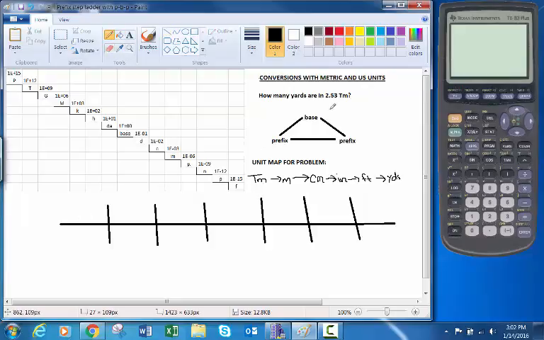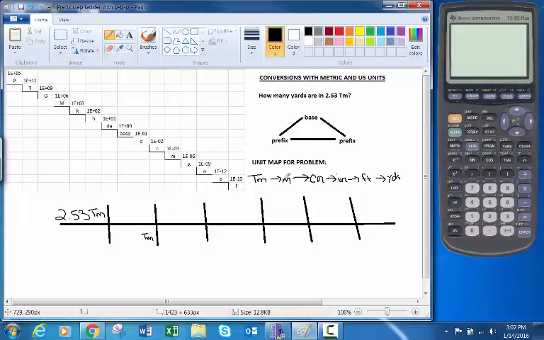So let's start with the information that's given to us in our problem. Given to us in our problem is 2.53 terameters. So that's our given number and our given unit. So that is the information that's going to go into the first part of our table. As we said in class, whatever unit is on the top, that is the unit that has to come to the bottom. So we're going to go ahead and put the unit terameter on the bottom.